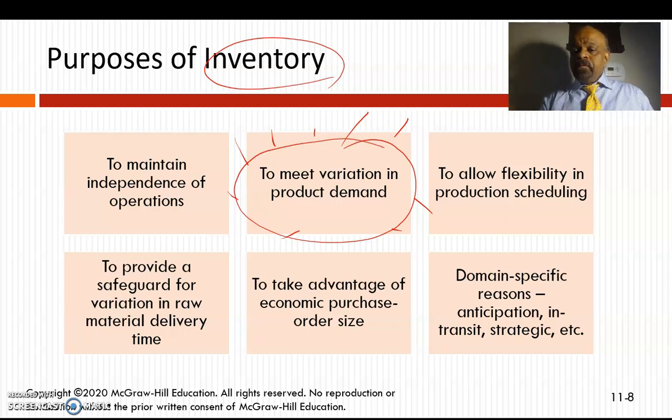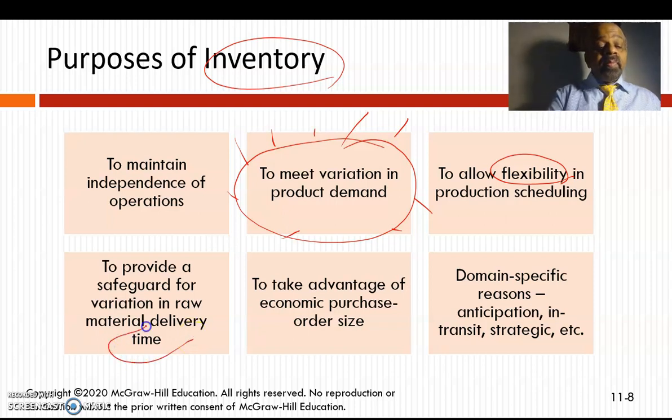And also, the demand is one thing. There is also flexibility in production and scheduling. So when companies want to be flexible in production scheduling, which is great for the customers, that is also giving a problem for the inventory. Another purpose is to provide a safeguard for variation in raw material delivery time. So that is another factor.